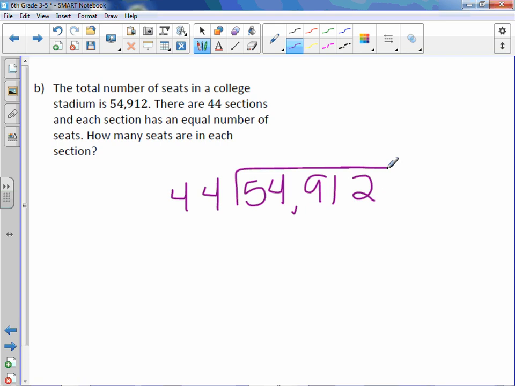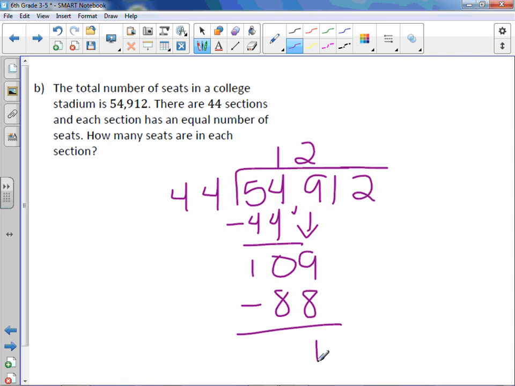So 44 into 54 is once. Subtracting it, 10. Bring down the 9. It can only go in here twice. That's an easy multiplication. 44 times 2 is 88. 1, we have to do some borrowing. 21. Bring down the 1.